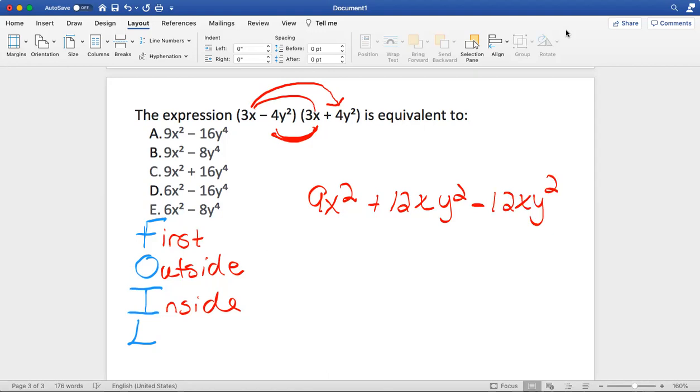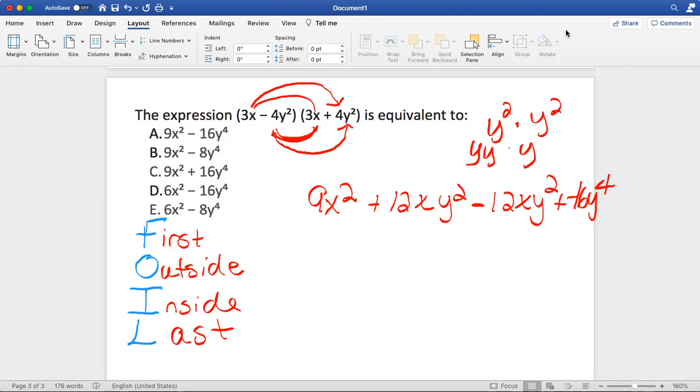And then L stands for last. So then we'd multiply the negative 4y squared times the positive 4y squared. That produces a negative 16y to the fourth. Now be careful with that. If you're multiplying y squared times y squared, guys, that just means you have 4 y's. You have 2 and then 2 more altogether. How many y's are there? There's 4 of them. Or you can keep the base and add the powers together. Yeah, I know that was a little side note.